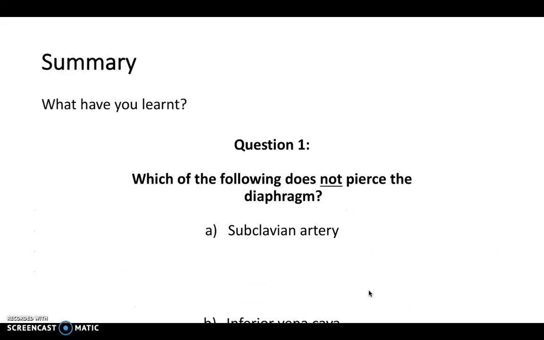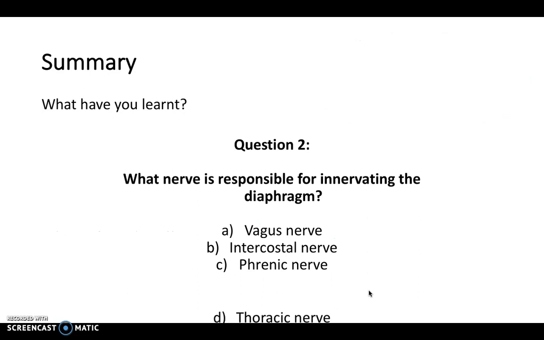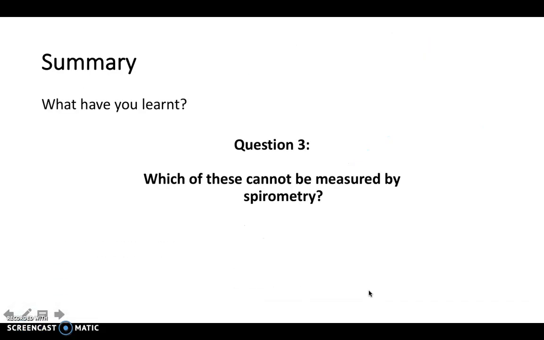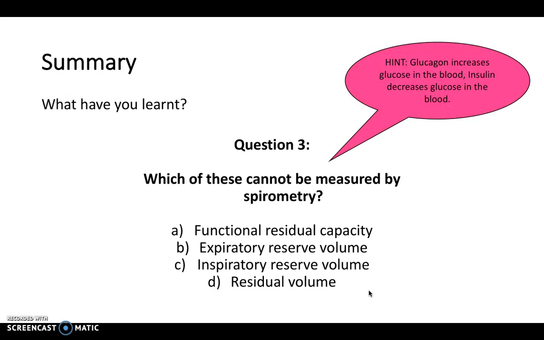In terms of summary, I'm not going to go through these questions because I did go through them at the beginning. Fairly simple questions in terms of what doesn't pass through the diaphragm, phrenic nerve being responsible for innervating the diaphragm, and an understanding with regards to spirometry with that FVC, FEV1. What can you ascertain? Well, it's not the residual volume. You cannot measure that through spirometry.